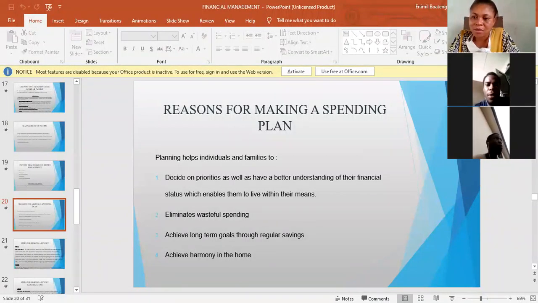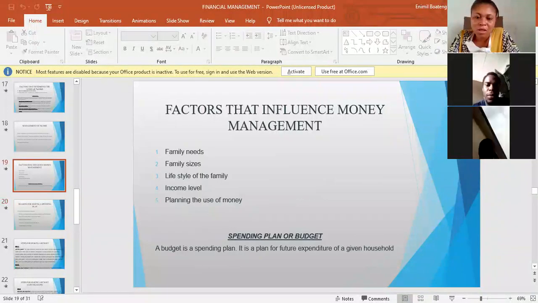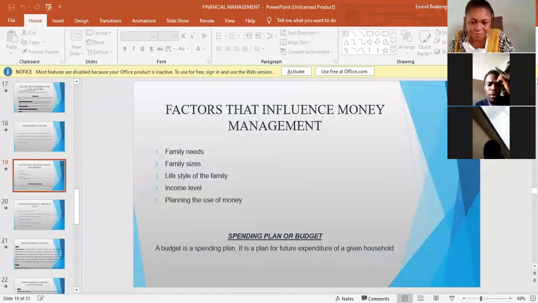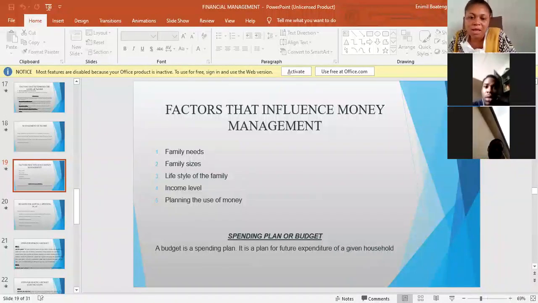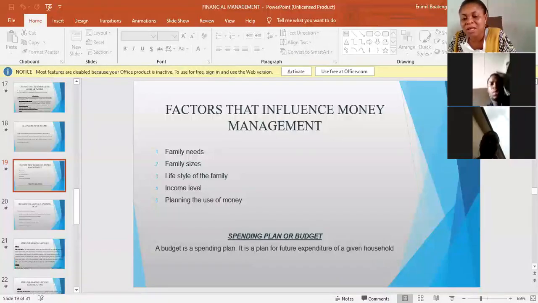So now let's continue and look at spending plan or budget. We all use this word. I have budgeted, though. I've made my budget. I don't want any distraction. What is a budget? A budget is simply a spending plan for a period of time, or it is a plan for future expenditure of a given household within a period of time.